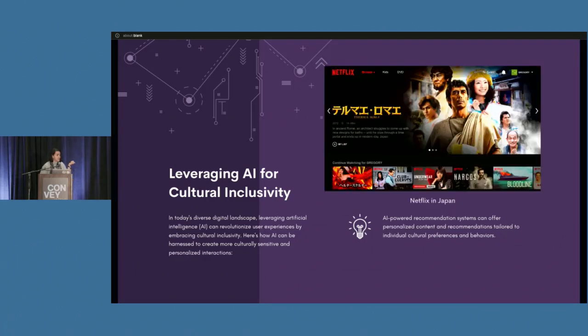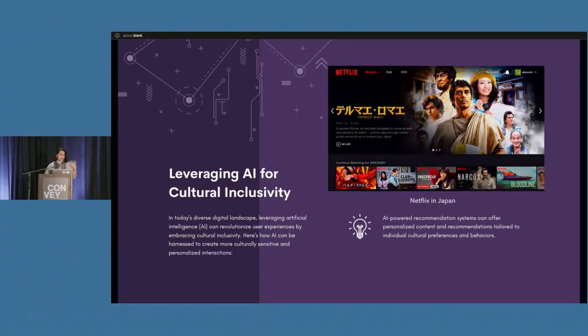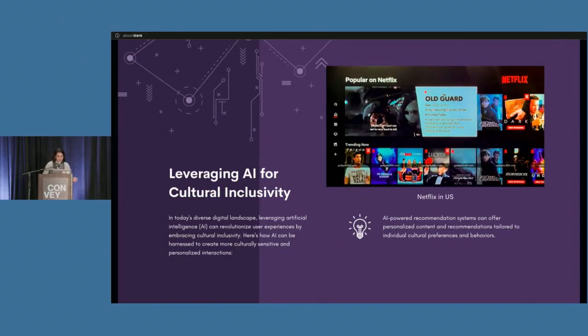So this is Netflix in Japan. The contents, the wording, everything changes based on the location. I mean, personally, it would have been amazing if Netflix could also identify that I'm an Iranian living in the US and would do something magical over there, but that hasn't happened. Still, the Netflix in US is very different from Netflix in Japan, and that's pretty amazing.